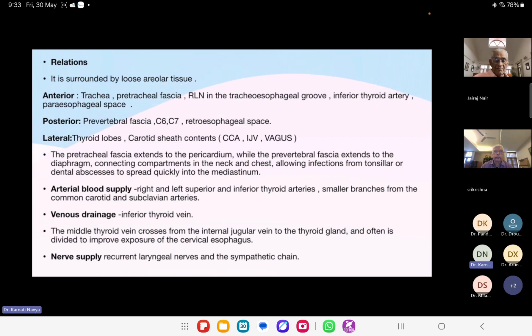This connects the compartments in the neck and the chest. That's the reason it allows infections from the tonsillar or dental abscess to spread to the mediastinum easily.